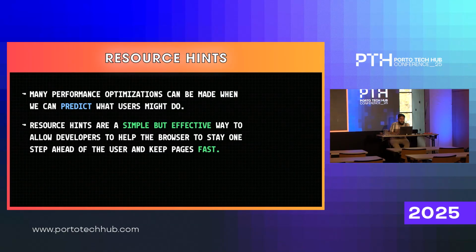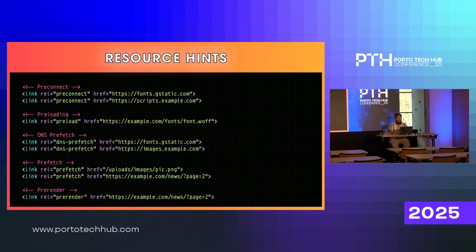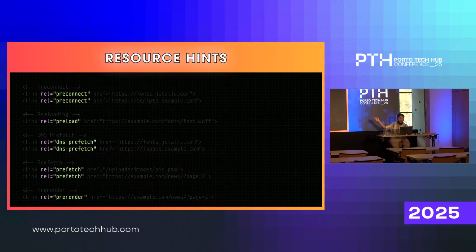There's a lot of other things on the web you can do too. One of them is resource hints. Basically the idea of resource hints is that a lot in the web is about what you can predict that your users may or may not do. So resource hints are one of these things where you try to tell the browser how to stay one step ahead of the user and keep things fast. And you have a bunch of them in the form of the rel attribute that you can add to your resources. So they are preconnect, preload, DNS prefetch, prerender, and all of that.